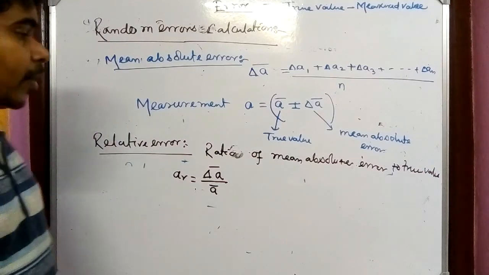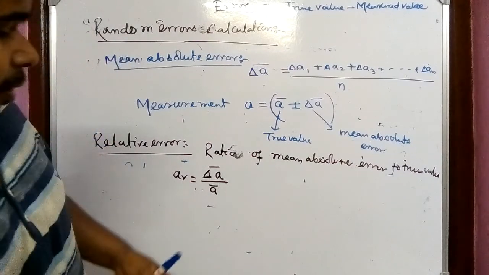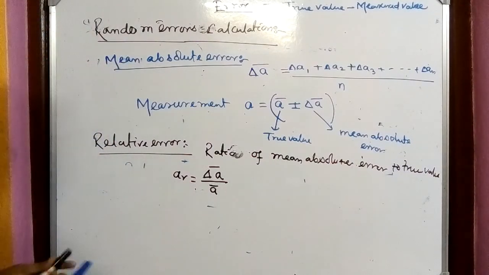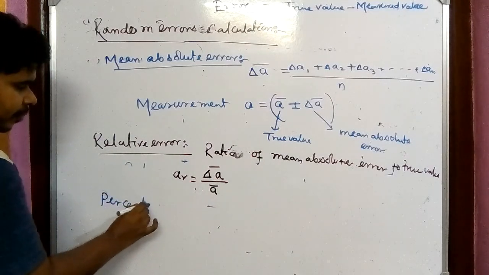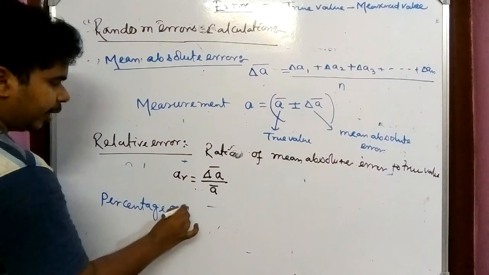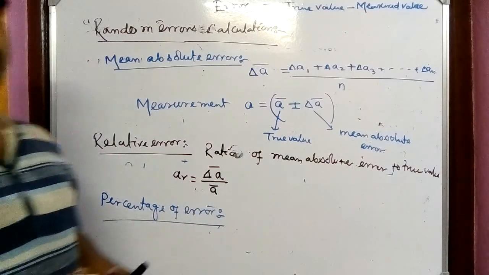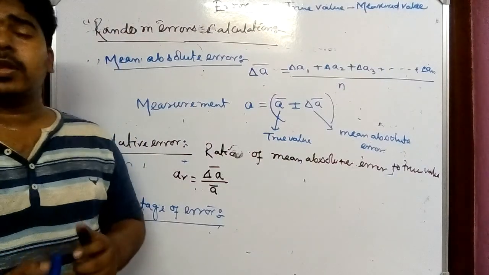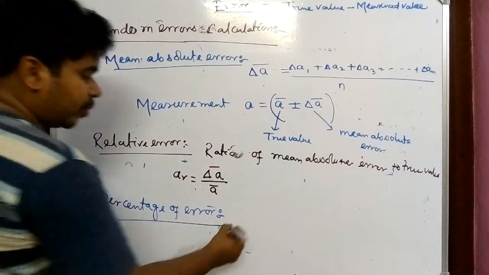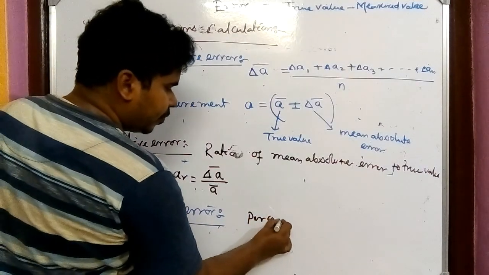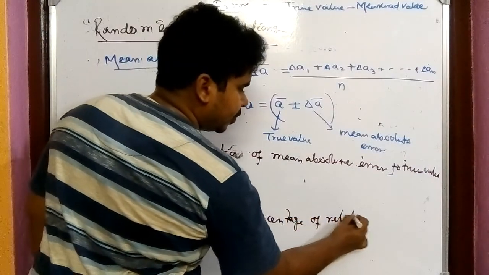Okay, so the ratio of mean absolute error to the true value is known as relative error. And along with it, one thing has come, that is percentage of error, which is very much needed for us, because whenever we have to find an error, we need to see how much percentage of error is there. Percentage of error is nothing but the percentage of relative error.